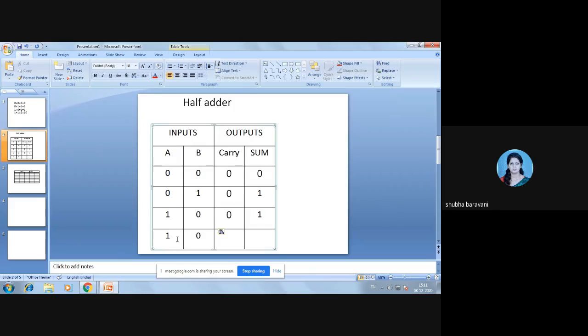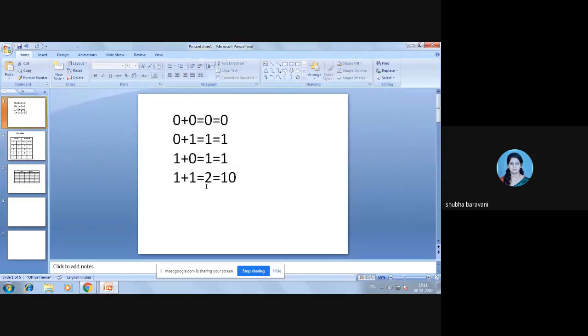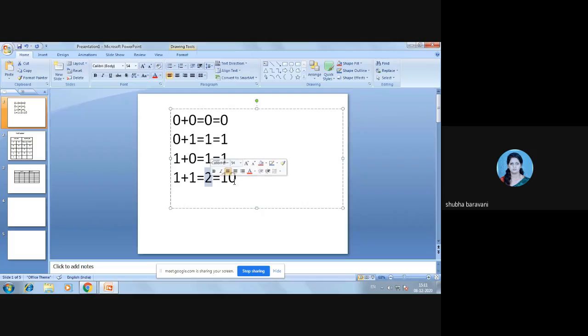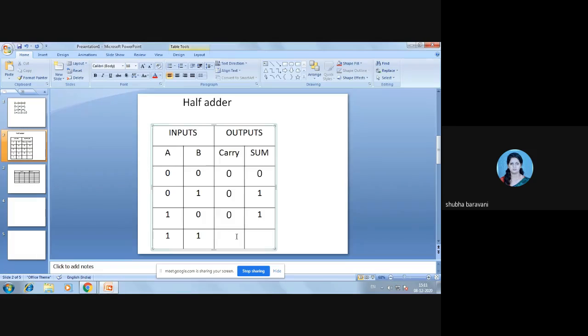Okay. Last is 1 1. Now, what is 1 plus 1? See, 2. Here, 1 plus 1 is actually 2. So what we do, I told you that the higher significant bit is called a carry. So here the higher significant bit is 1 and the lower significant bit is 0. So carry would be 1 and sum would be 0.